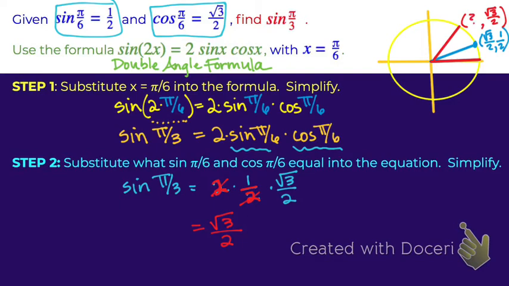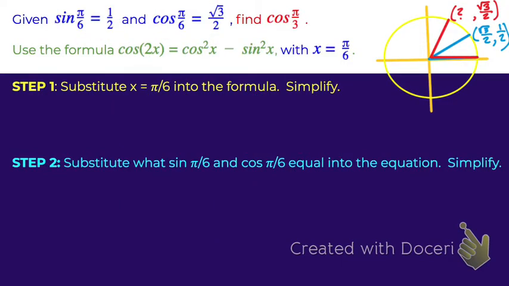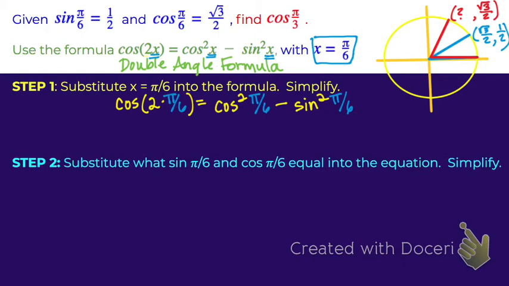And on the next slide, we're going to go through a similar process to find the cosine of this angle, pi over 3. So here we're presented with the same information, but asked to use it to find the cosine of pi over 3. And we're given the double angle formula for cosine. Just like with sine, our first step is to take the original angle, which we're referring to as x, and substitute it into our formula everywhere we see x. And I'm going to simplify the left side again. Remember, 2 times pi over 6 is pi over 3.